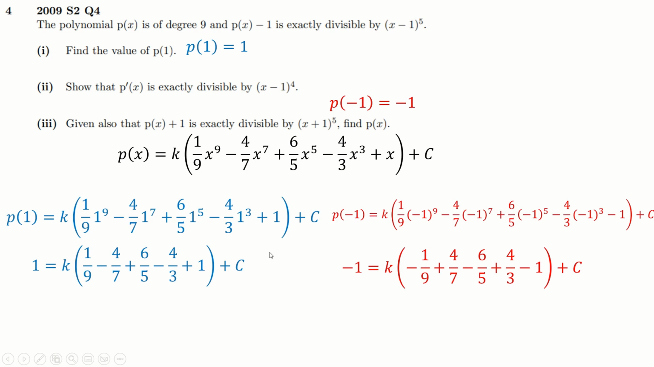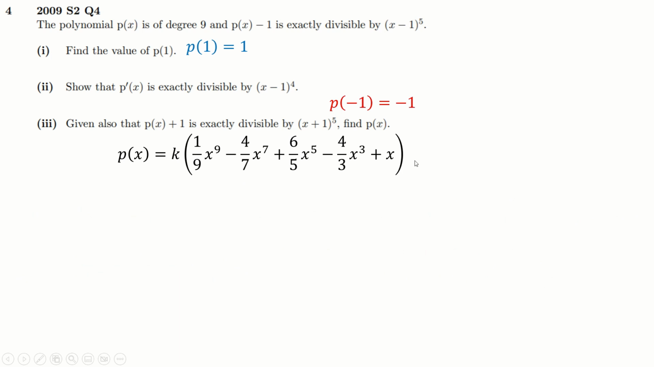So this stuff is exactly the same as this, which is super nice because it means you could add these simultaneous equations together and just end up with 1 plus minus 1, which is 0, equals 2c. So therefore c is 0. And then we go back up to the top, but we remove the c because we know it's 0. And we just need to put in one more condition here to make this work. So I put in the 1 condition just because it's easier.